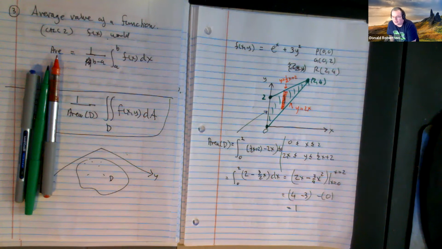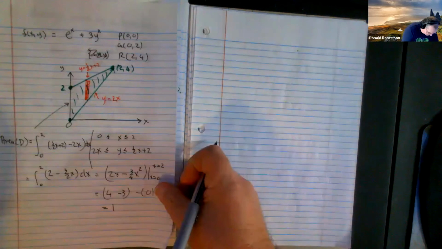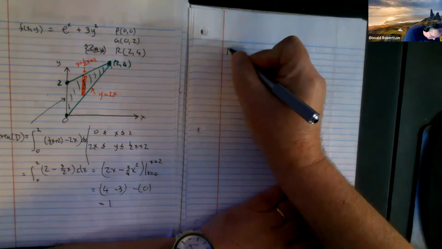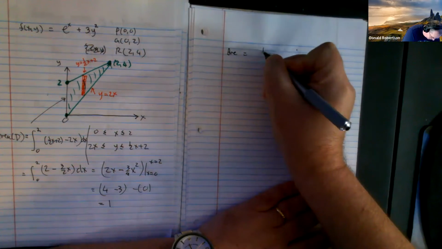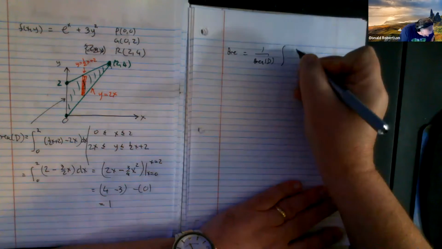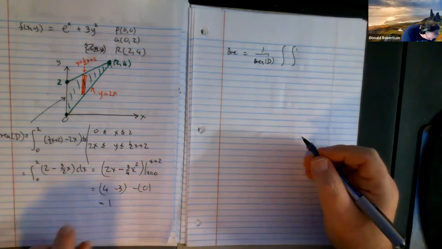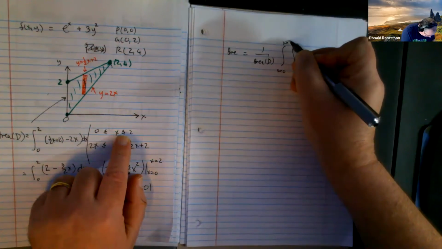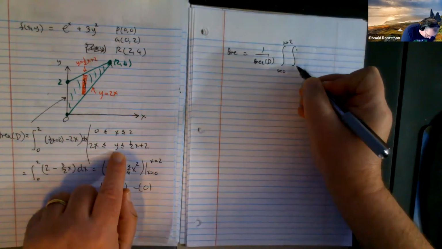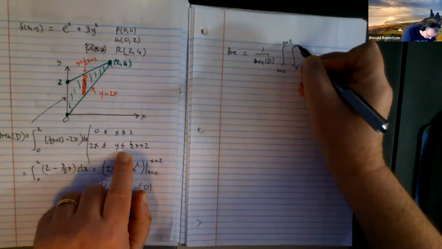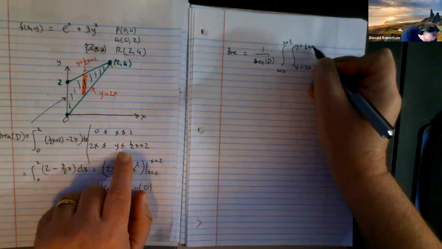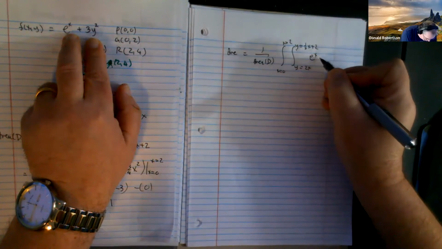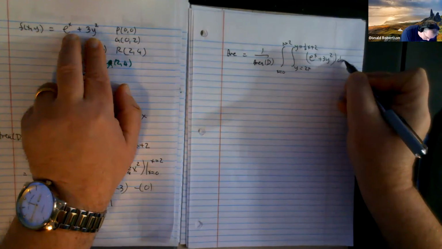Oh, in a way, that's kind of annoying because won't it look like I'm not doing anything? But isn't it going to be 1/1, right? Can you imagine if it was 5, so it'd be 1/5. So you put the package together, and the average value is 1 over the area of D. And the double integral is going to be from x equals 0 to 2, and then from y equals 2x to y equals 1/2 x add 2. And then the function is going to be e to the x plus 3y squared dy dx.